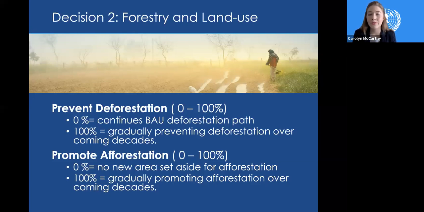And it's very similar for afforestation. 0% means that no new area is set aside for afforestation, whereas 100% is the choice to gradually promote afforestation over the coming decades. You can think about this as the effort that you would like to put towards deforestation and afforestation efforts.